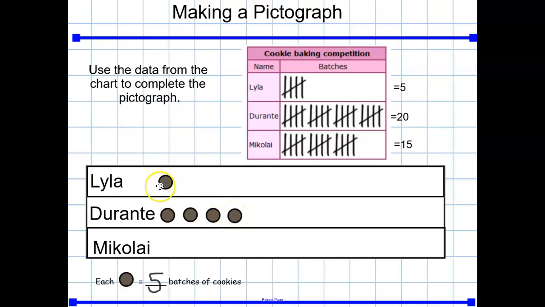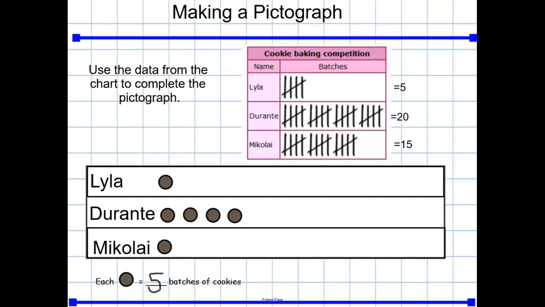Lila has 5 batches. Okay, now let's look at Nikolai's. Nikolai had 15 batches. Pause the video and determine if each circle is worth 5. How many circles would you need to put in Durante's row to represent 15 batches?